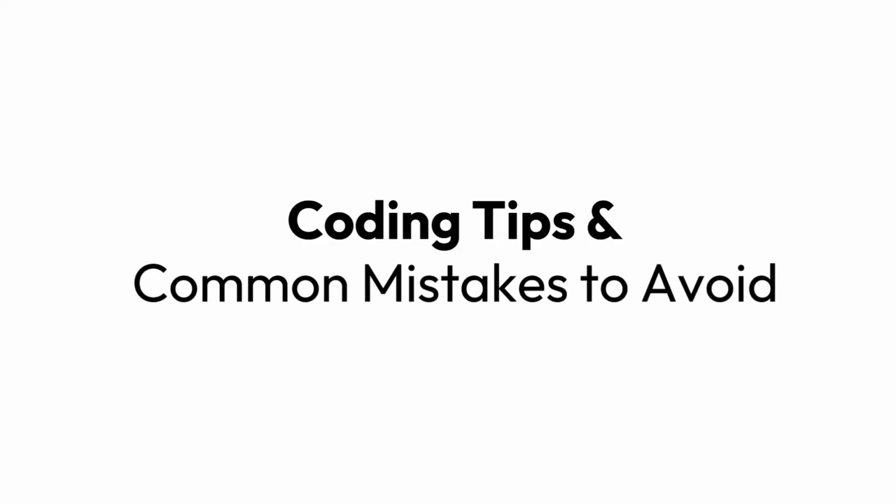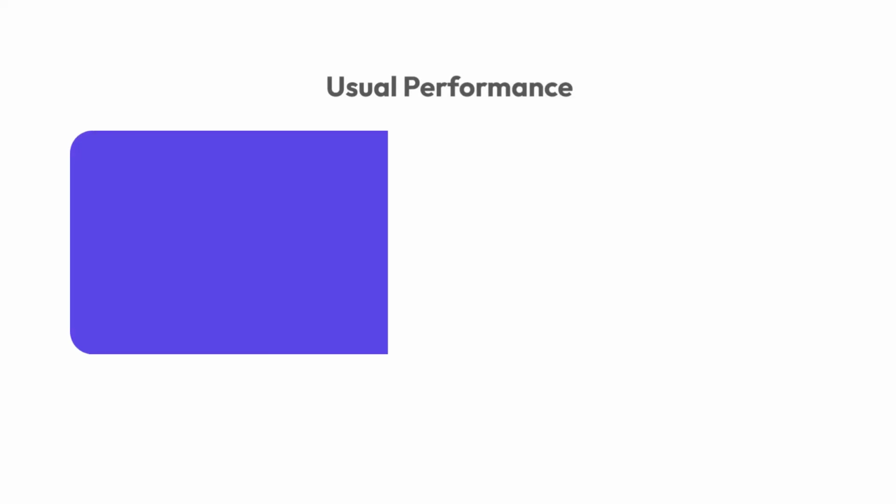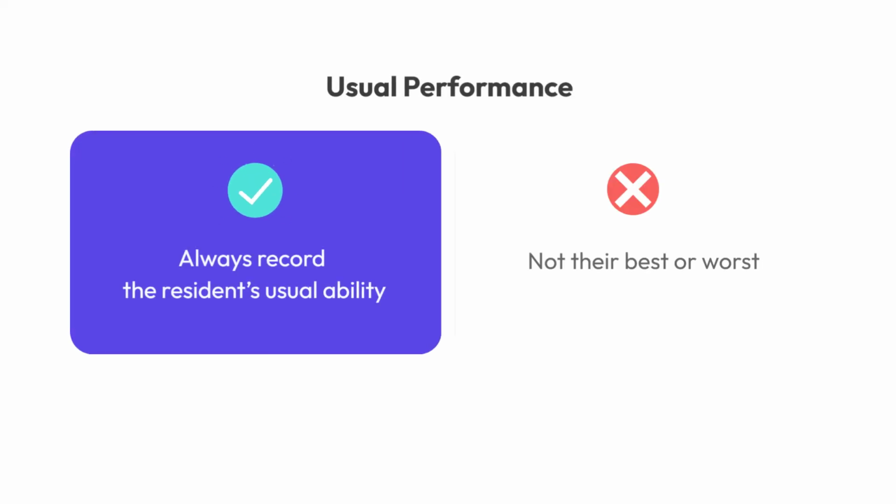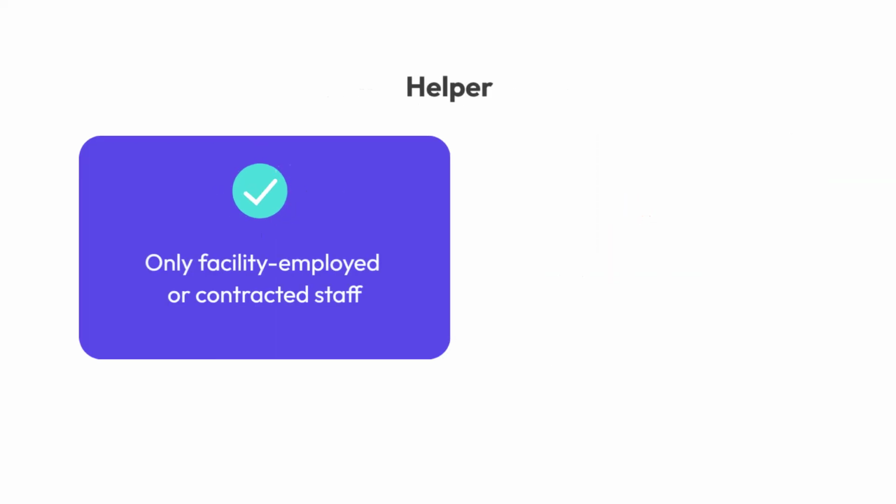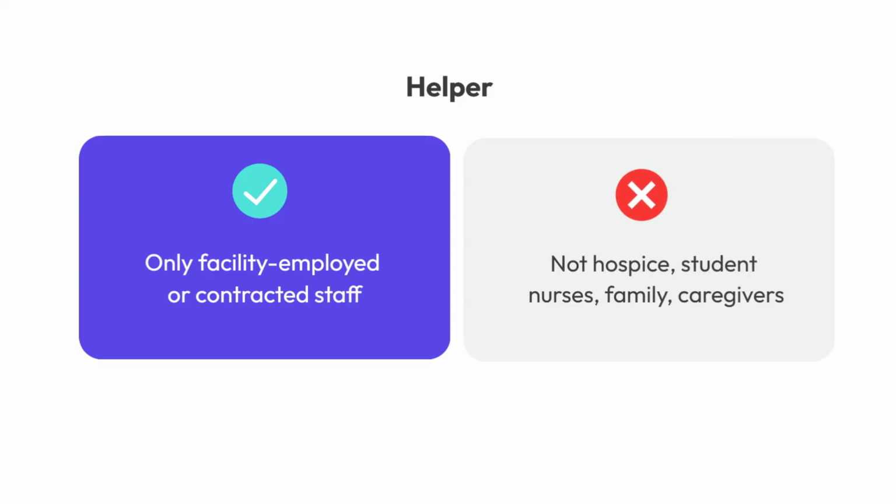Now before we end, here are a few quick coding tips and common mistakes to avoid, directly from the RAI. Usual performance. Always record the resident's usual ability, not their best or worst. Usual means how they typically perform across different times and situations within the 3-day assessment period. The term helper only includes facility employed or contracted staff. It does not include hospice, student nurses, or family or caregivers.